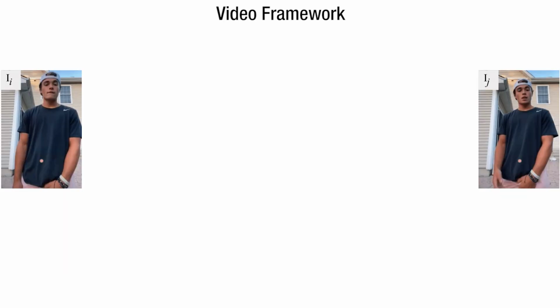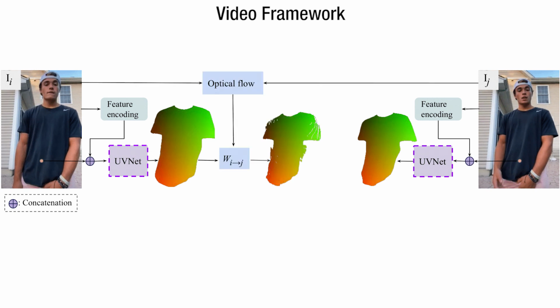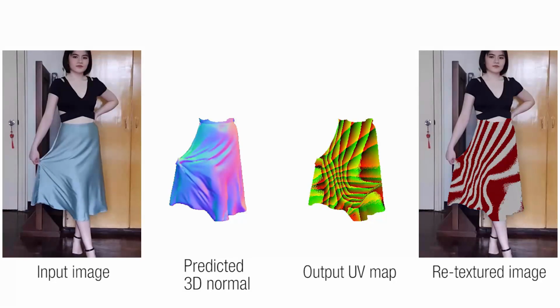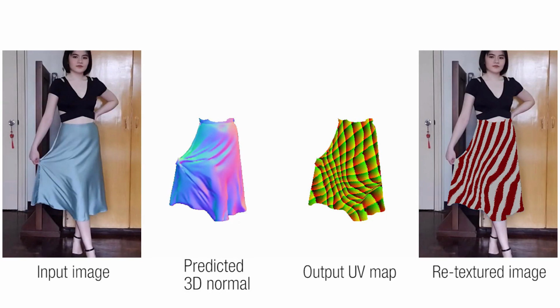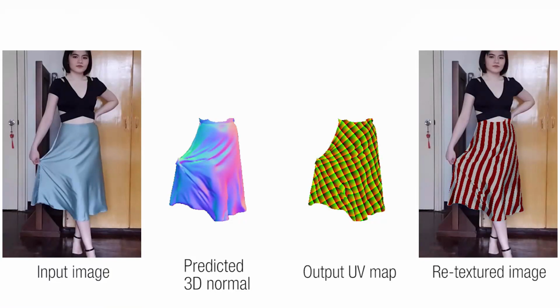We extend our method to predict geometry-aware, temporally coherent UV maps on a video. Given two frames of a sequence, we use optical flow to warp one UV map to the other to enforce temporal coherency. Here we illustrate the UV convergence process starting from the proxy UV to the final UV estimation and a result of retexturing. Here we show the performance of our method on different images and garments.